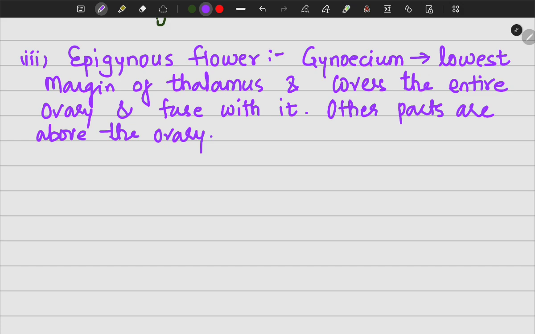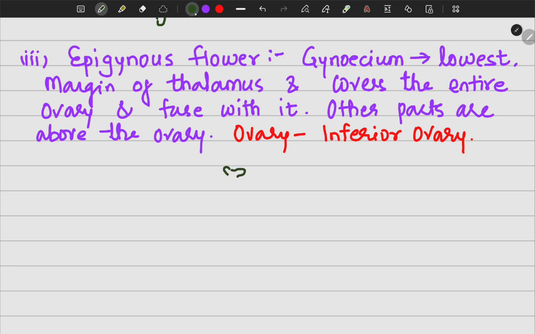So with the help of diagram, we will see that the gynoecium will be at the lowest position on the thalamus. Then the margin of the thalamus will grow upward and it will cover the entire ovary and it will fuse with it. And the other parts will be developed above the ovary. Such a flower is called epigynous flower, and the ovary in such case is called inferior ovary. Because it is inferior to the other parts. It is situated at the lowest position. I hope it's clear. Let us look with the help of a diagram.